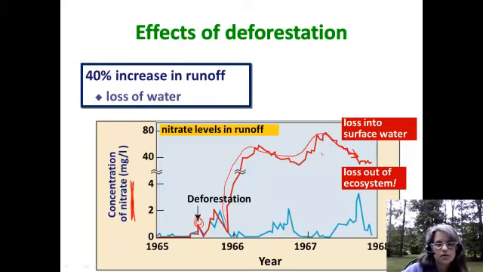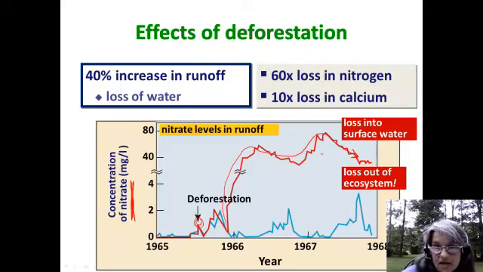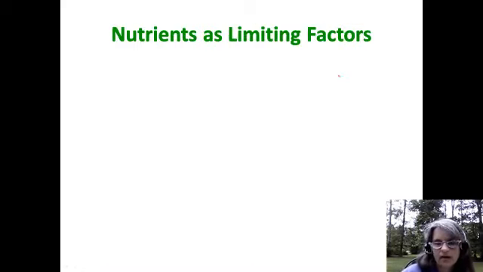hold in the soil. So when you increase the runoff off the land by getting rid of trees, you lose a lot. Besides just water, you lose a lot of nutrients from the ecosystem as well in the form of runoff. Okay.